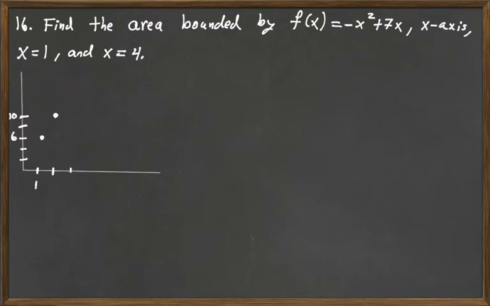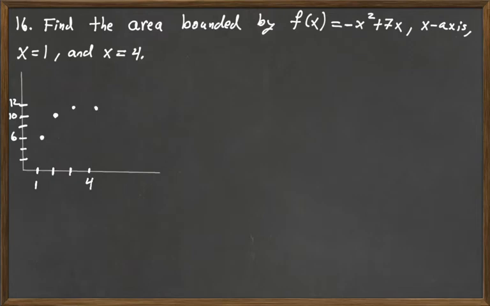Then we'll do 3. Okay, so that's going to be negative 3 squared, so that's going to be negative 9 plus 7 times 3, which is 21. So 21 minus 9 should be 12. Okay, and then plug in 4, that's going to be negative 16 plus 28, so that's going to be back at 12.